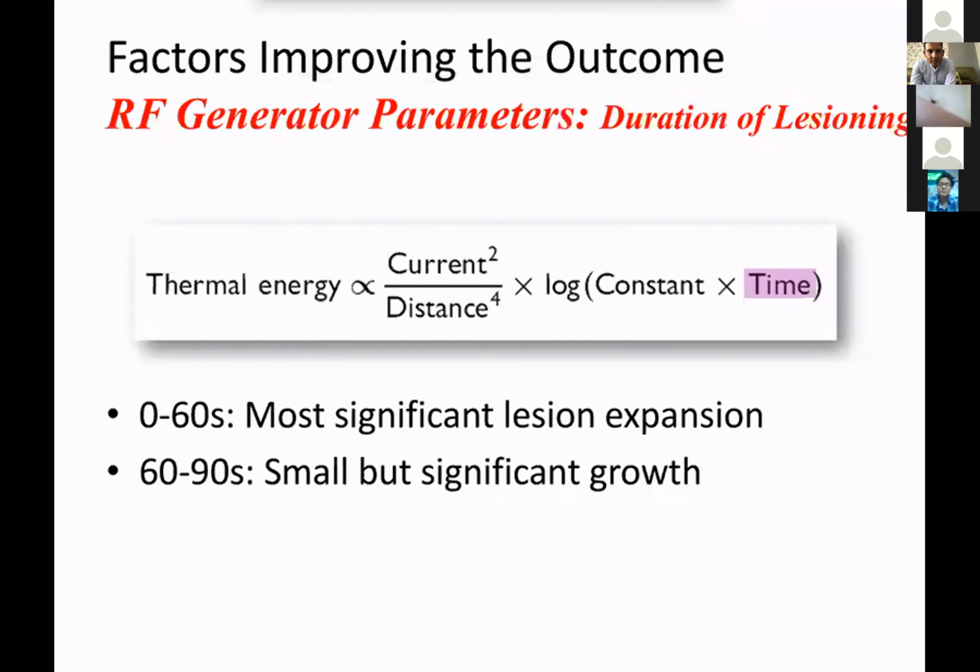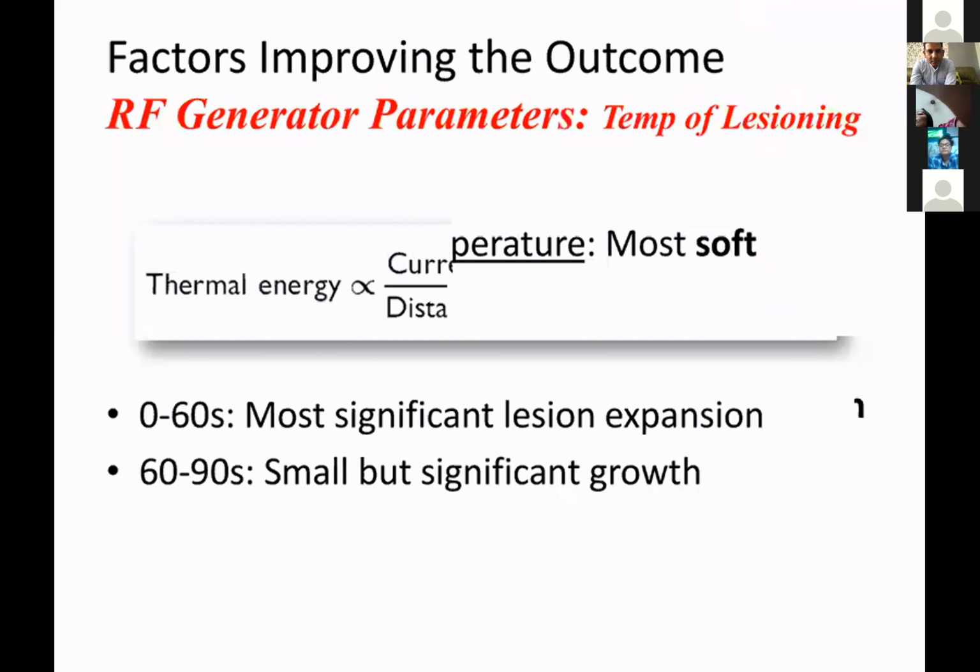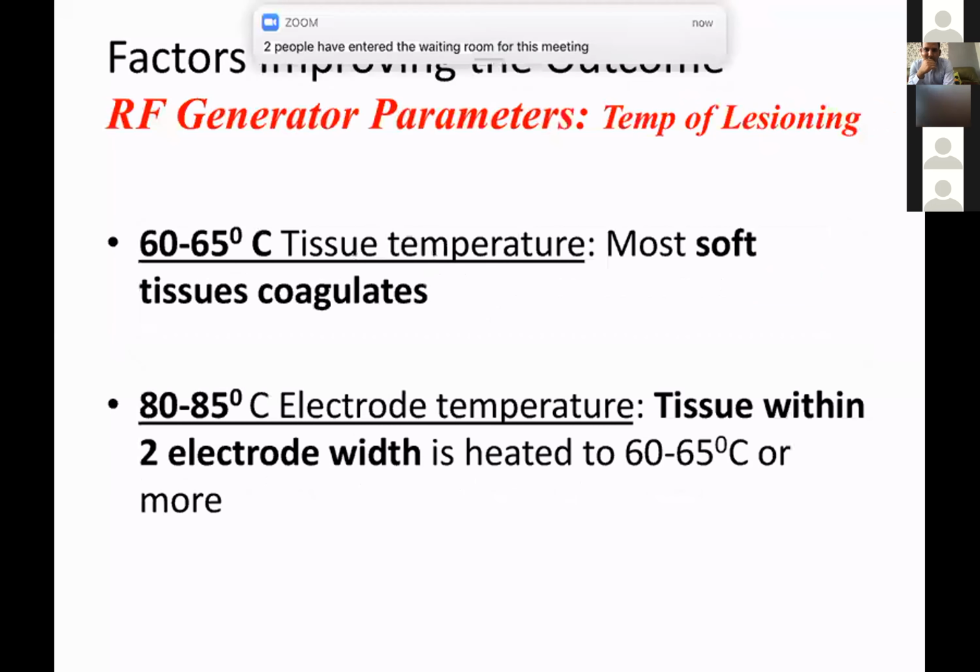Regarding temperature of lesioning, most soft tissue coagulates in the temperature range of 60 to 65 degrees Celsius, and when the temperature of the electrode is in the range of 80 to 85 degrees Celsius, this temperature of 60 to 65 degrees Celsius can be achieved at a distance of approximately 2 electrode widths.